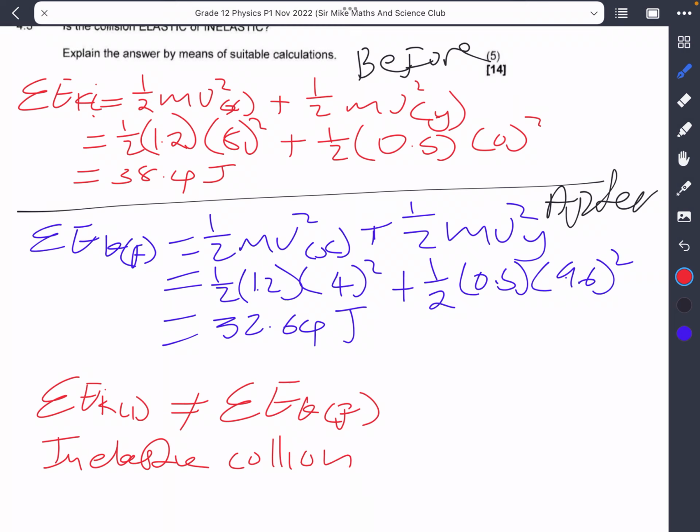I just hope my spelling is right there. So we have concluded that this is an inelastic collision. Why? Because we know that the sum of the kinetic energy of the system before collision is not equal to the sum of the kinetic energy after collision. So this is an inelastic collision.